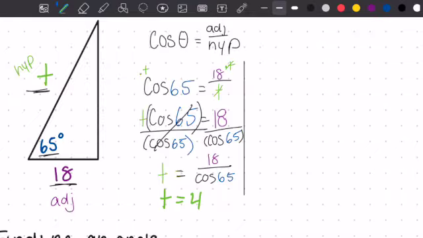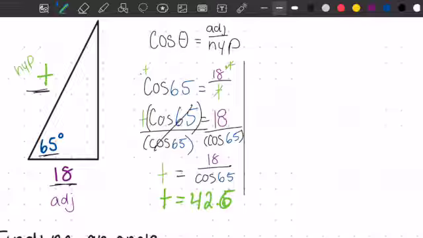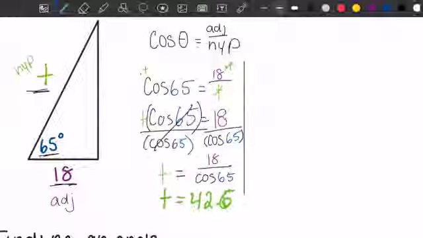You should have gotten t equals 42.546. Sorry, with rounding. Are we good with that? Can we all get that in our calculators? Perfect.